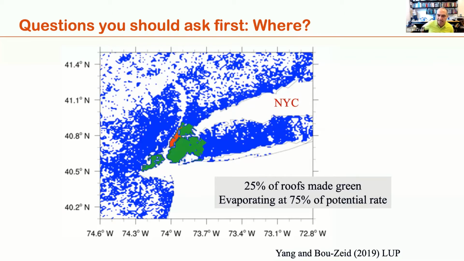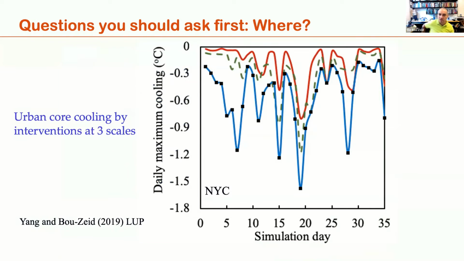So for example, we said that in any of these 3 intervention scales, we're going to convert 25% of our roofs to green roofs, and they're going to be evaporating at 75% of their potential rate, because this area is wet in the summer, and so we assume there is going to be sufficient moisture for these roofs to evaporate. If a green roof dries up completely, it doesn't give you any cooling benefits. So the answers we got were interesting.